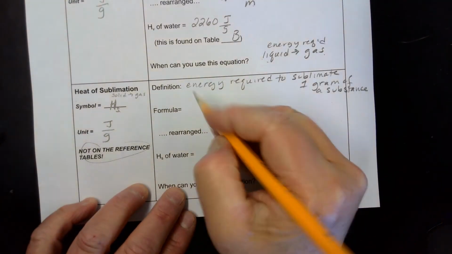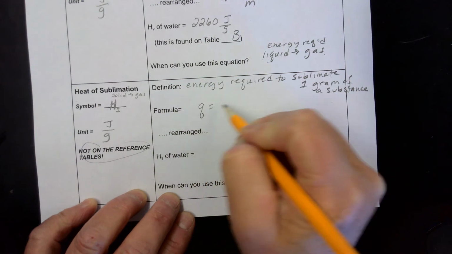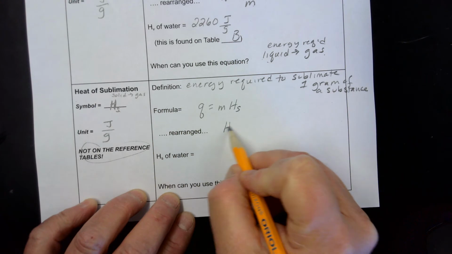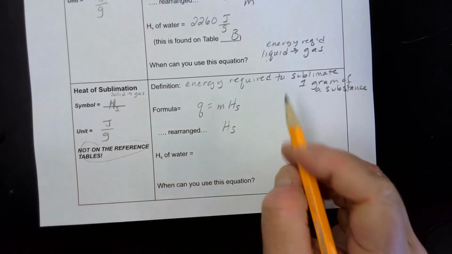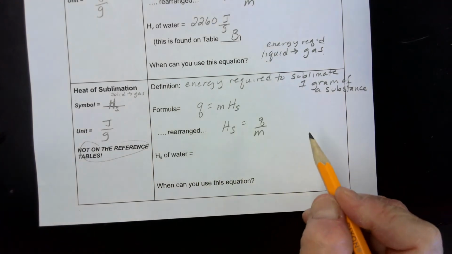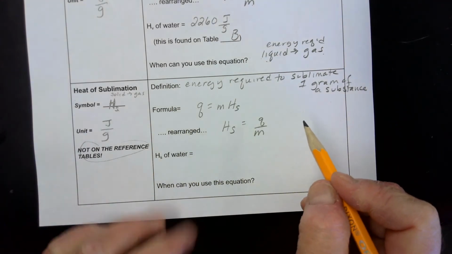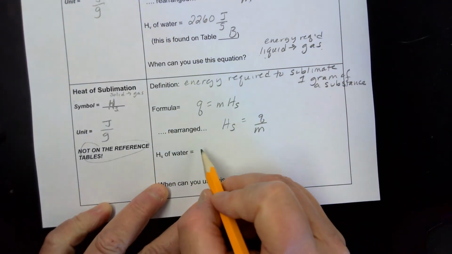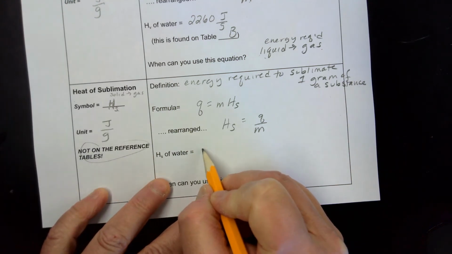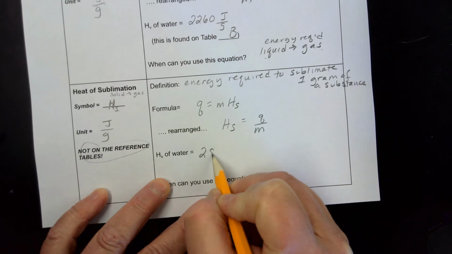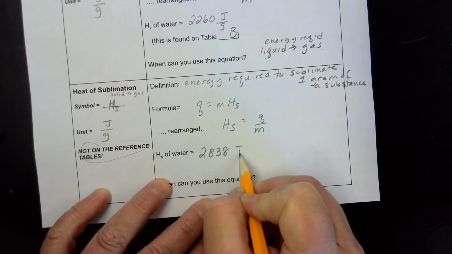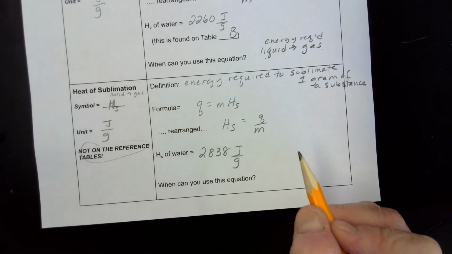The formula, as you might guess, is Q is equal to M times H sub S. If we rearrange that to solve for the heat of sublimation, we're going to get Q over M. Now it turns out that the heat of sublimation of ice, or water from the solid form to the gas form, is going to require a lot of energy, 2,838 joules per gram. Okay.